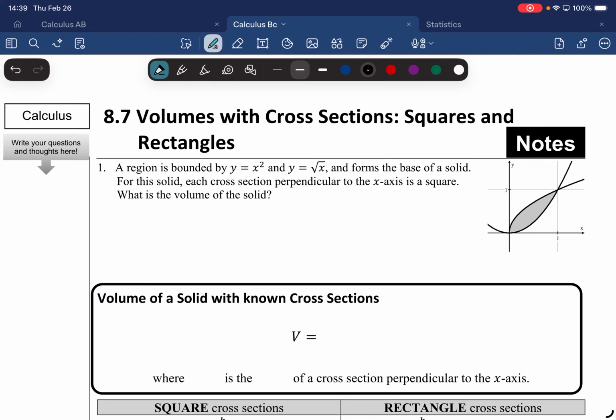So we're still looking at the area, and since we have two functions, we're still taking the top function and subtracting the bottom function. Since it wants us to find the volume of a square, we first have to assume its area. So what's the formula for the area of a square?